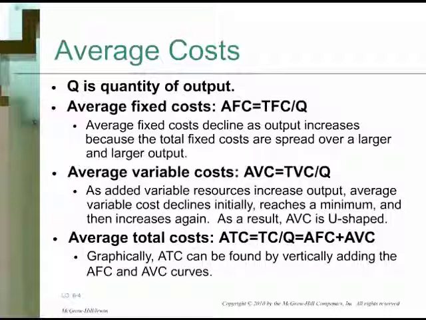Average variable costs are total variable costs divided by total output. As added variable resources increase output, average variable cost declines initially, reaches a minimum, and then increases again. As a result, the average variable cost curve is U-shaped. Average total costs are total costs over output, or the sum of average fixed and average variable costs. Graphically, the average total cost curve can be found by vertically adding the average fixed cost and average variable cost curves.